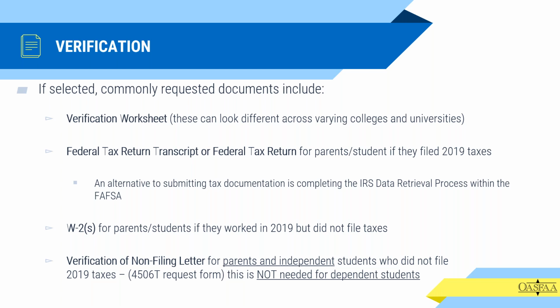They might ask for W-2s if the student worked in 2019 but didn't make enough to have to file. They may ask for their W-2, or there could be other reasons. For students or parents that did not file and get selected for verification, generally they're going to need to request what's called a non-filing letter, and there is a form called a 4506-T where they can request that information if needed. The IRS will send that to them, and then they can supply that to the institution that's requested it.